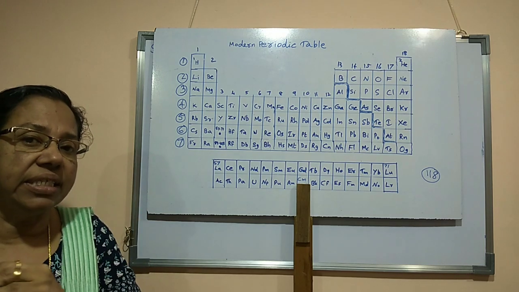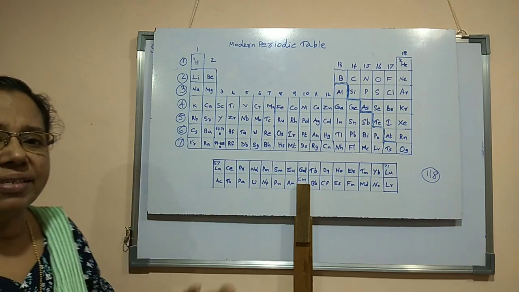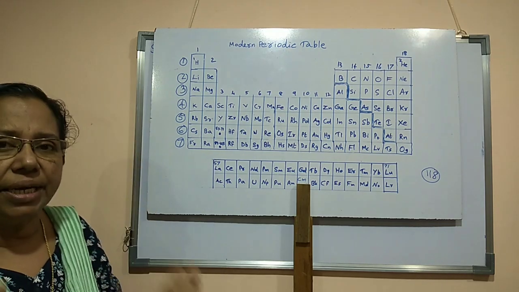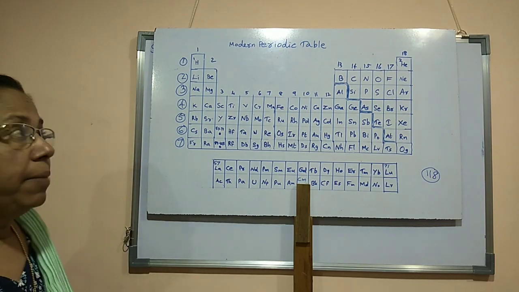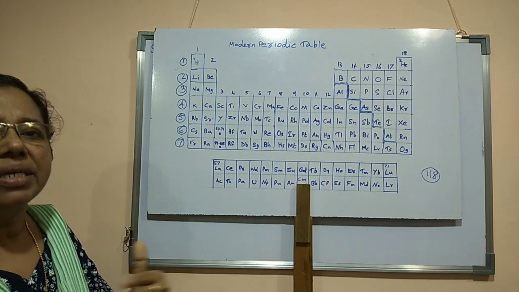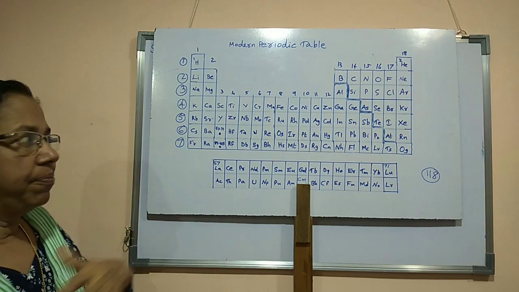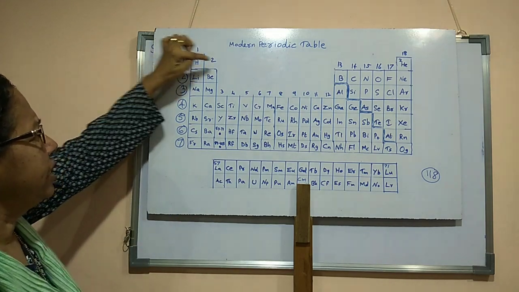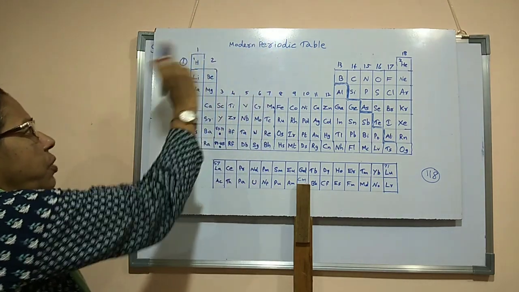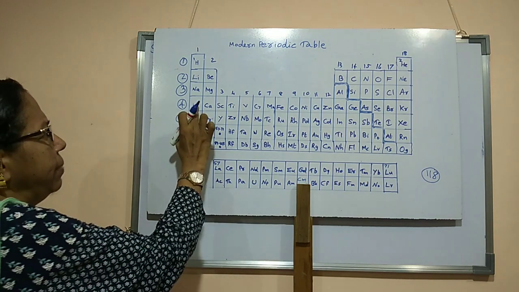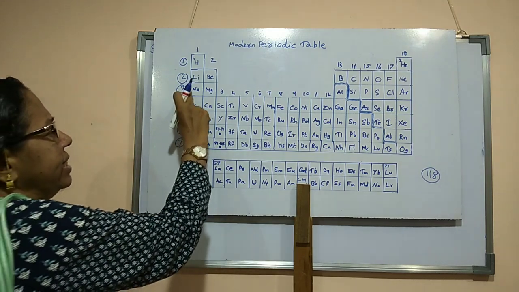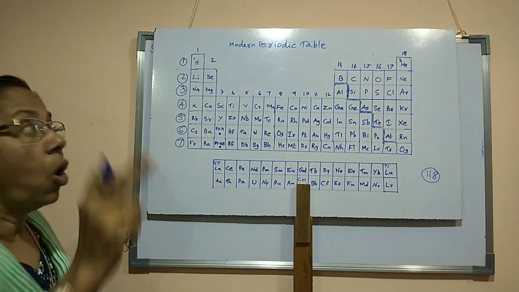But here one difference is there, that is the number of orbits is not the same. The number of electrons in the outermost orbit is the same, but the number of orbits in each and every element is different, depending upon the period where it lies. For example, hydrogen is lying in the first period, so it has only one orbit. At the same time, potassium is lying in the fourth period. It has 4 orbits.